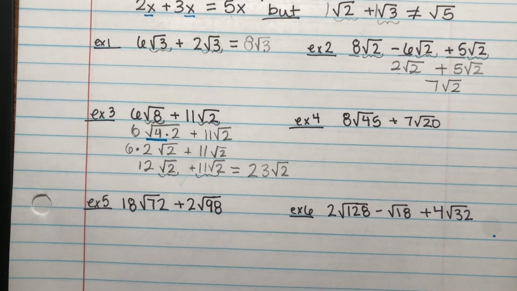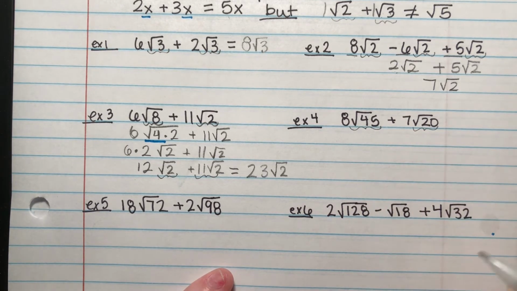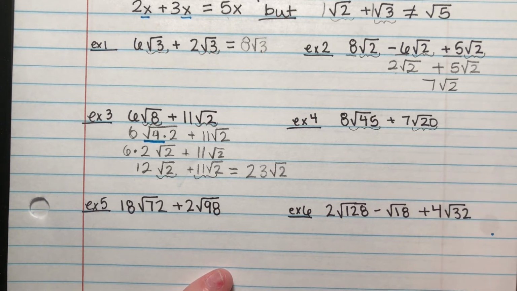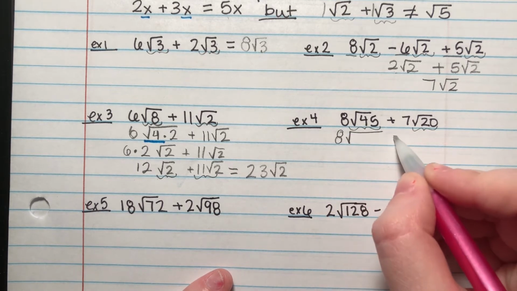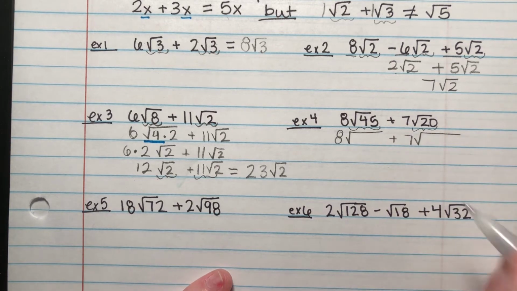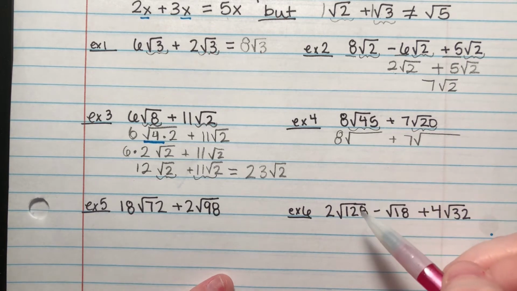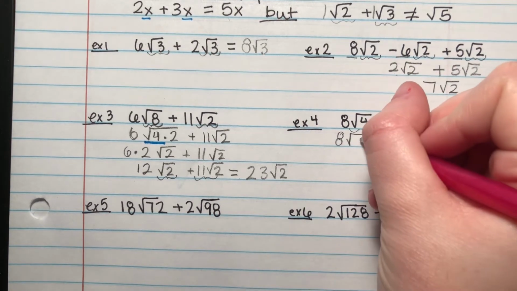Okay, let's move on. So first I check, do I have the same radical here? Can I add my coefficients? No. Square root of 45 and square root of 20 are not equal. So I'm going to have to simplify. So I'm asking myself, what are 2 factors of 45 where one of them is a perfect square? Some off the top of my head are 1 times 45, 3 times 15, 9 times 5. Are any of those a perfect square? Yes, 9 is a perfect square, so I'll use that one.